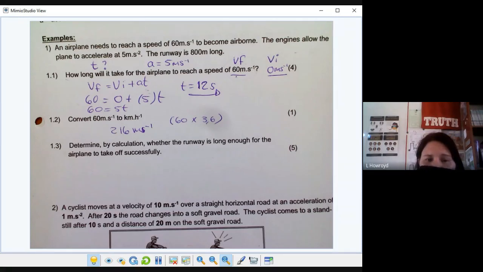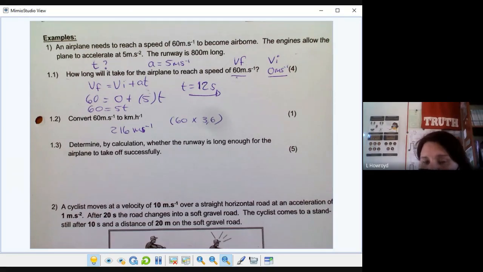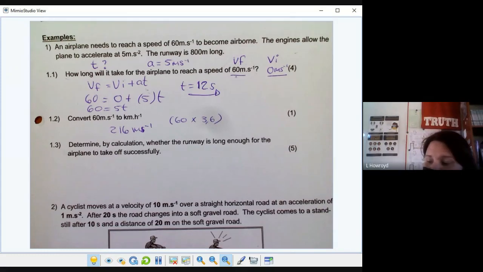Right, determine by calculation whether the runway is long enough for the airplane to take off. It's a very American question because we just say airplane, not an aeroplane. Okay, so can you see now why I've included the runway length? So what do we need to do here to prove that the runway is long enough? How long the plane is going to be. All right. Daniela said that we need to find out how long it's going to take, how far in meters, for the plane to take off. And that is perfectly fine.